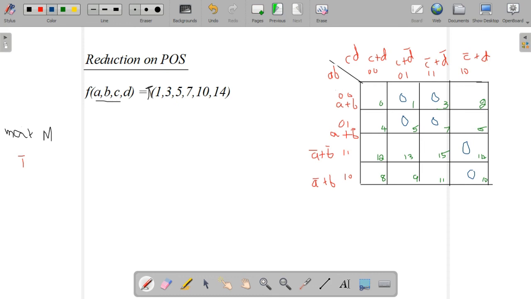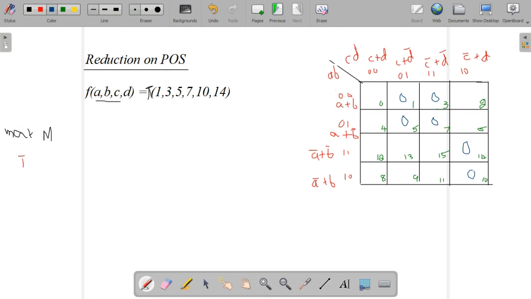So how many values are there? 1, 2, 3, 4, 5, 6. From the given question, we have filled the corresponding maxterms with zeros. So now, from the expression in the question itself, the values we have filled, you can identify the groupings.